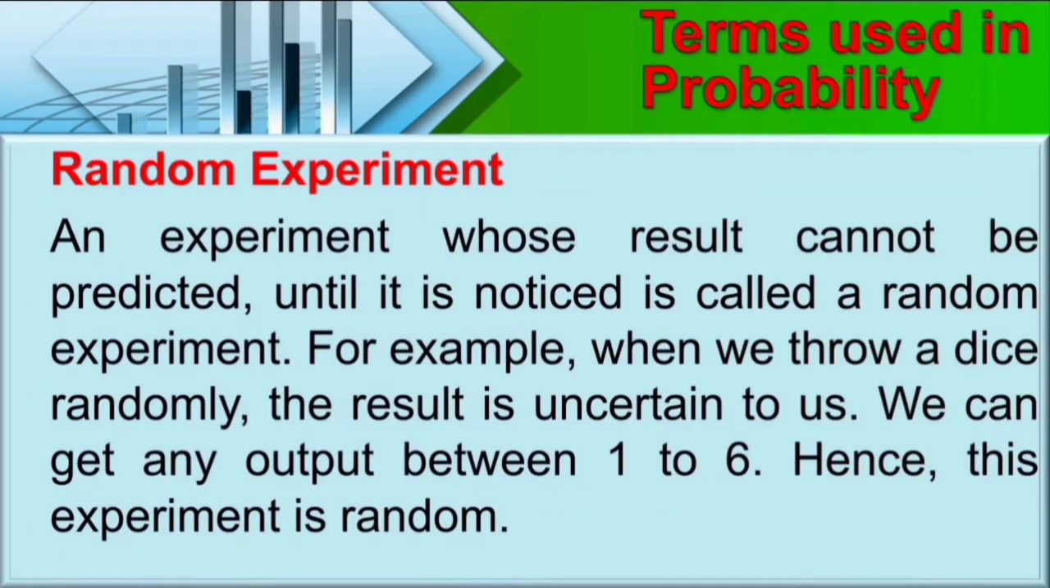Terms used in probability. Random experiment. An experiment whose result cannot be predicted until it is noticed is called a random experiment. For example, when we throw a dice randomly, the result is uncertain to us. We can get any output between 1 to 6. Hence, this experiment is random.